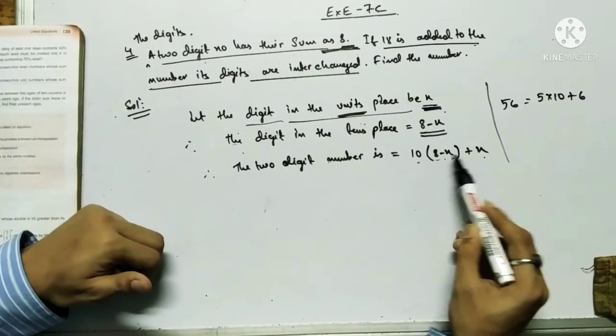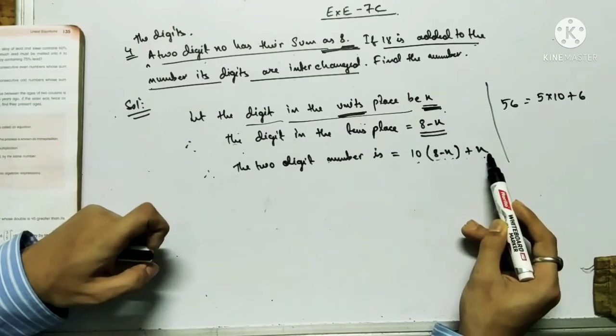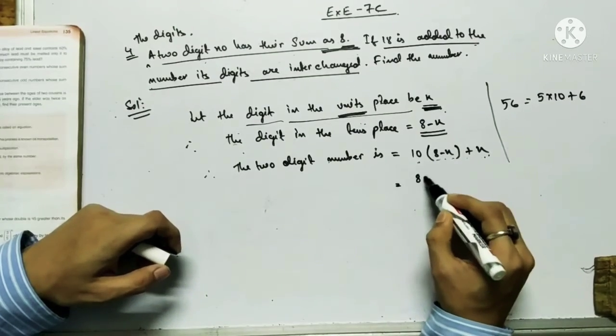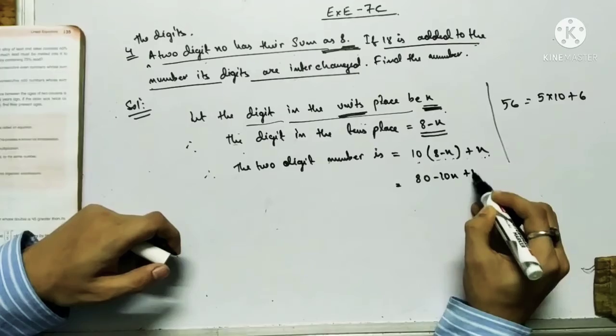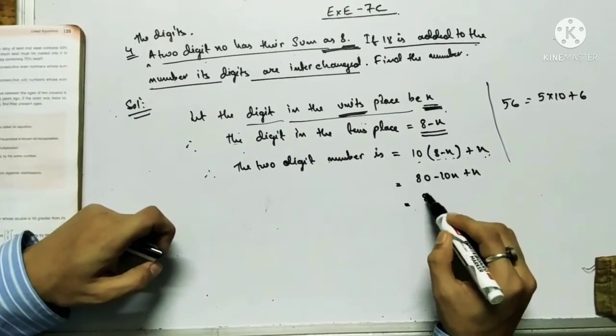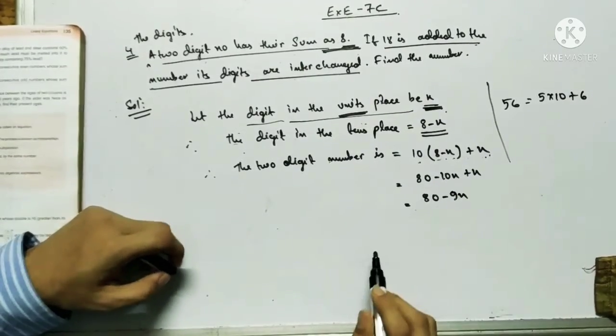(8 minus x) into 10 plus x. If I solve this, it is 80 minus 10x plus x, which will be 80 minus 9x.